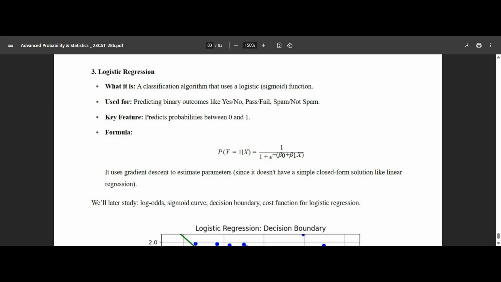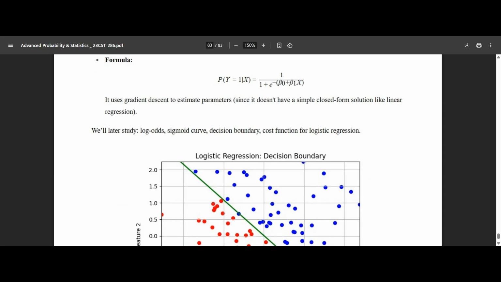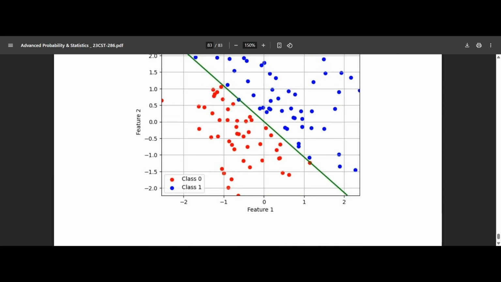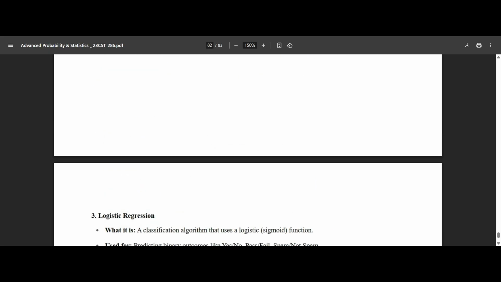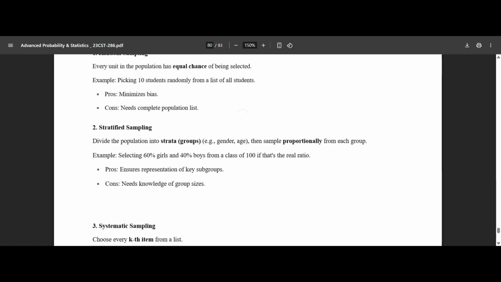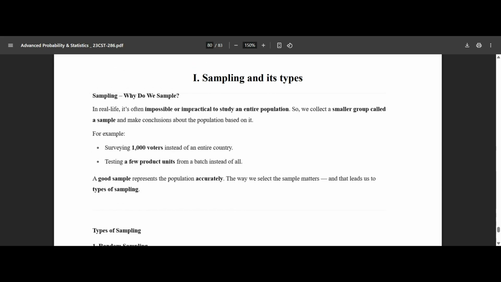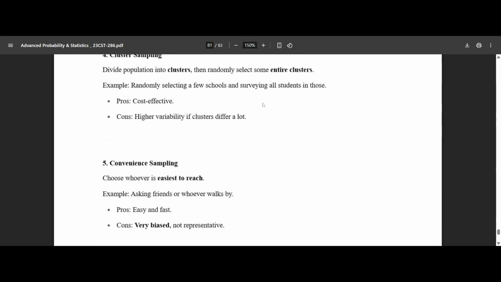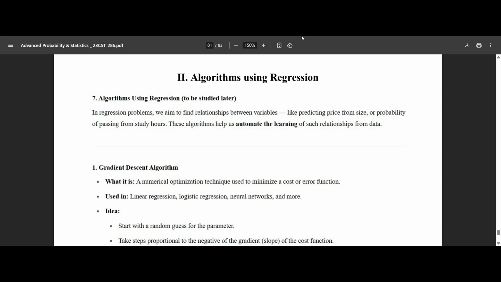Logistic regression, a classification algorithm that uses a logistic or sigmoid function used for predicting binary outcomes like yes, no, pass, fail, or spam, not spam. Key feature: predicts probabilities between 0 and 1. Formula is this. Okay, logistic regression. So this was all about even the extra topics of Unit 3 I've covered, which were there in syllabus officially, but not a part of your exam. Sampling and its types, and algorithms using regression.